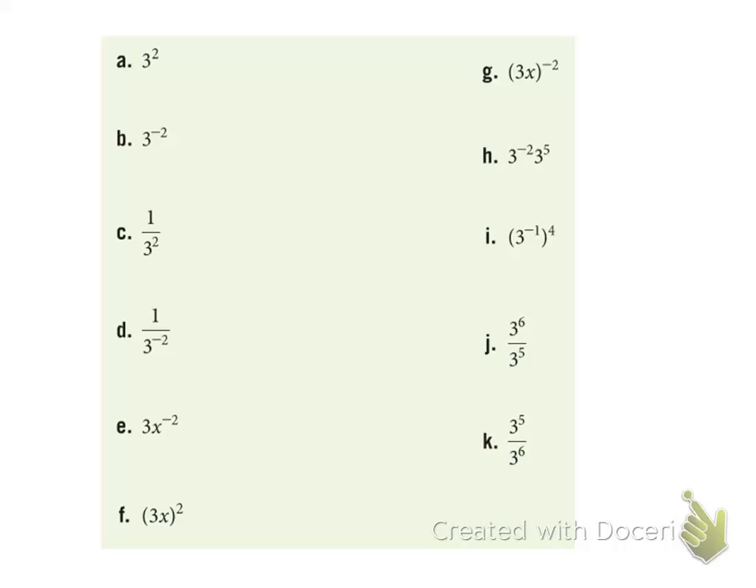Okay, letter A. What do you think, Alexis? 9. That should be 9. That one was pretty easy. How about B? Nicole? 1 over, oh, just kidding. 1 over 9. Okay. That's actually right. 1 over 3 squared first, which is 1 over 9. Any questions on B?